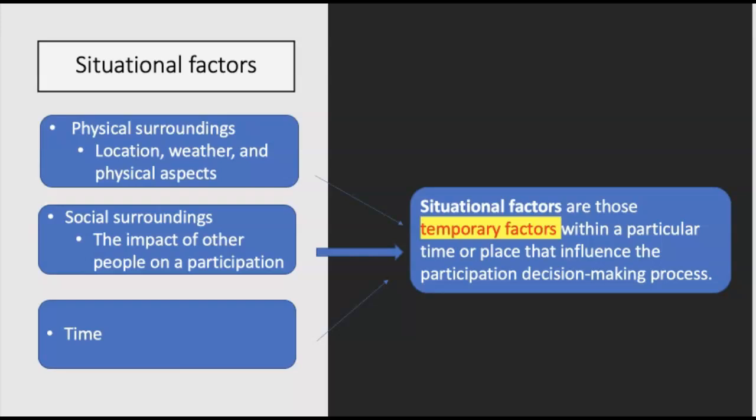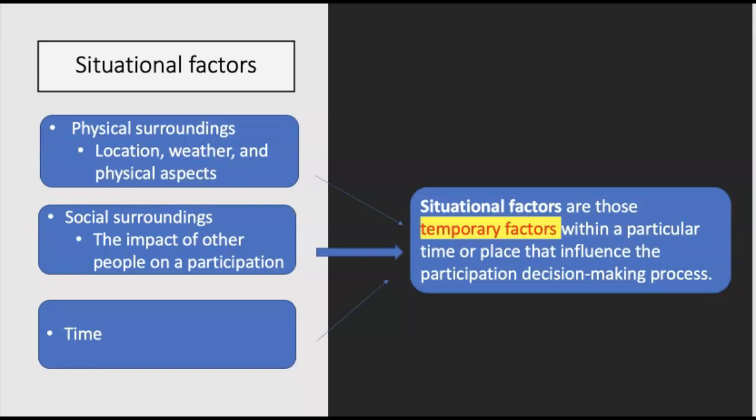And the last factor, which will also impact the decision-making process, we call situational factors. Situational factors are temporary factors within particular times or places that will influence the participant's decision-making process. They include physical surroundings, the location, weather, physical aspects, right? So you really want to go to Cincinnati to attend one event, but maybe it's too far, so that really impairs the decision-making process. Say, I can go there one time, but it's impossible for me to go there every single day. So I just choose another activity that's close by, right?